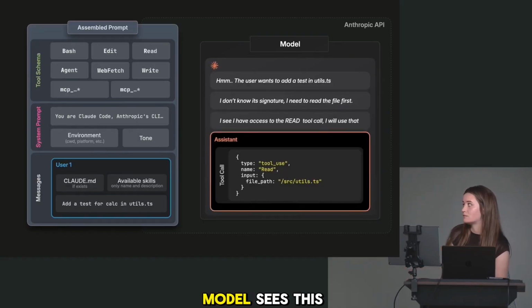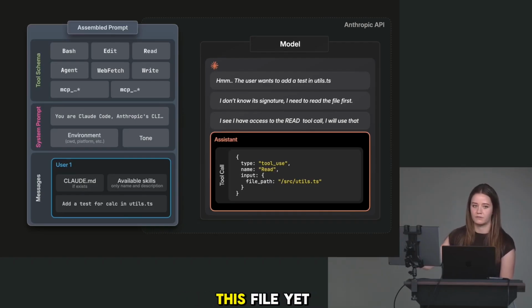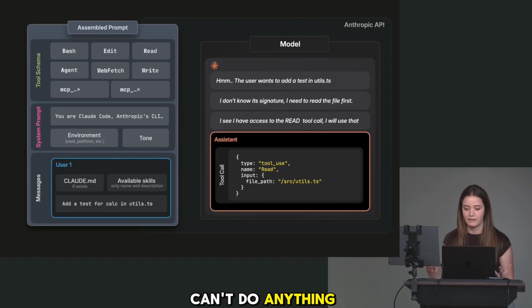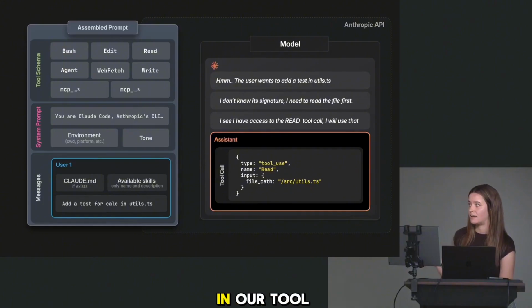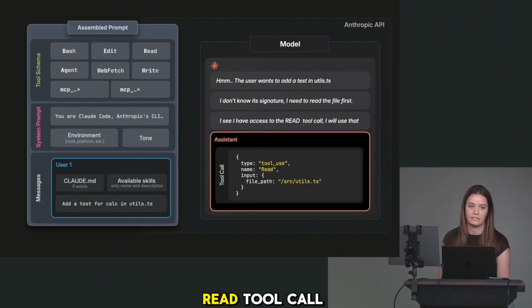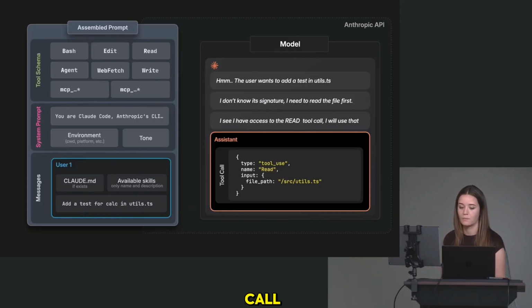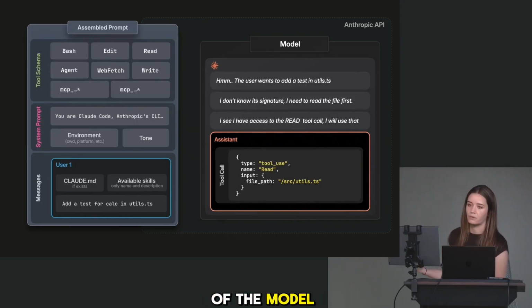So now the model sees this request and starts reasoning. It sees the entire assembled prompt. It thinks, well, the user wants to add a test in utils.ts, but nowhere in our assembled prompt have we added this file yet. So it can't do anything. But what it does see is that in our tool schema, we have a read tool call. So it understands, okay, if I don't have access to something, then just use this read tool call. So the response of the model, or the API, is an assistant message with this tool call. And in your network, you might see tool use. And this again is a hint to the harness that it wants to read this file.